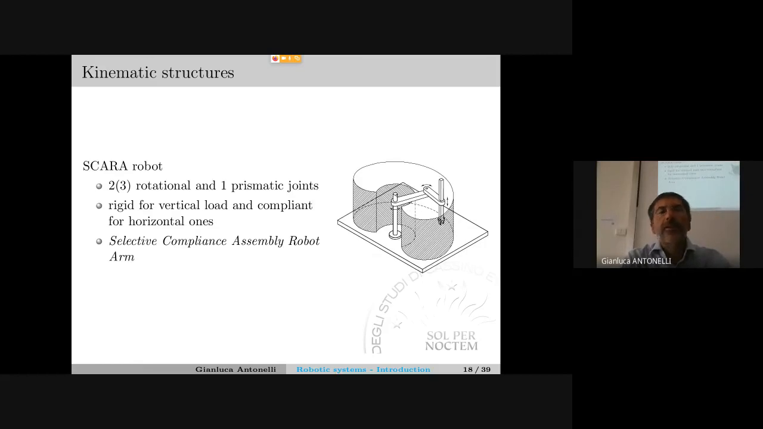This is a very common structure, especially in industry, pharmaceutical, or with the need to move small items, small in terms of dimension. We do have, if you look here, a first rotational joint, a second rotational joint, then a prismatic joint, and then you can even have another rotational joint close to the end effector. So this is why here it is written 2, 3 rotation and 1 prismatic. This is very rigid in the vertical load.